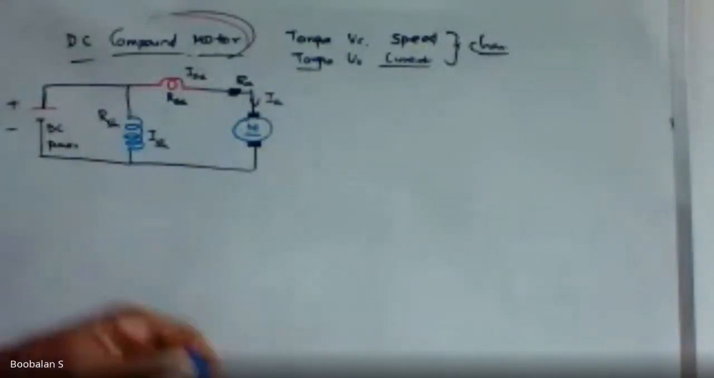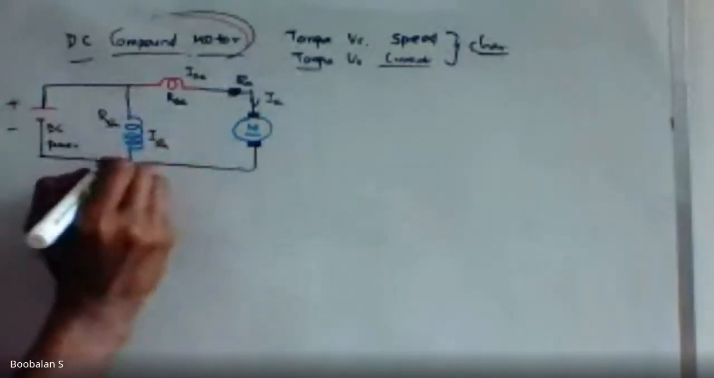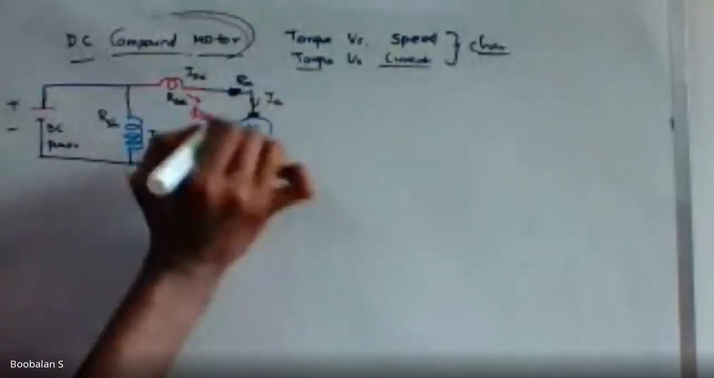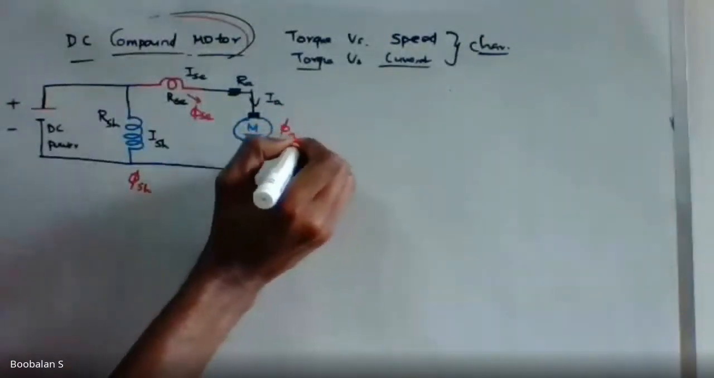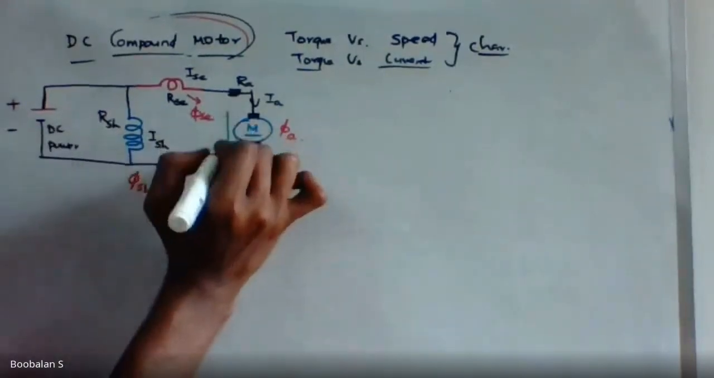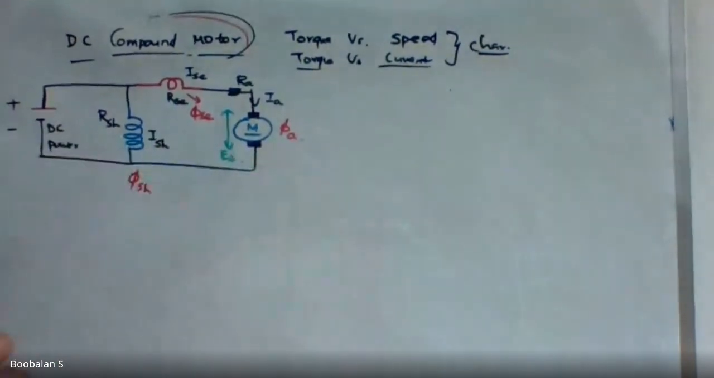So here we introduce our flux lines. Because the I suffix SH current is flowing, the flux lines are phi suffix SH. The current flowing in the series coil produces flux lines phi suffix SE, and this is also a coil, so when the I suffix A current flows, the flux is phi suffix A. And then a back EMF is also getting introduced over here. So these are the terms we will have here.